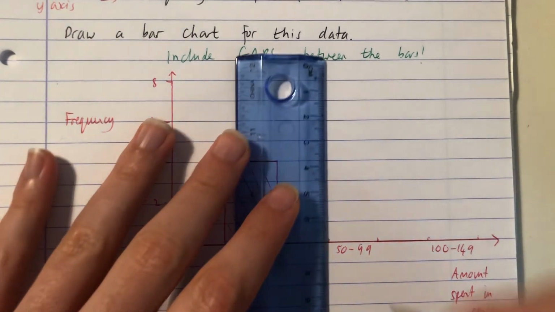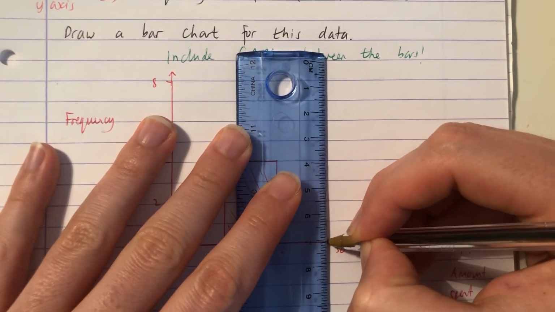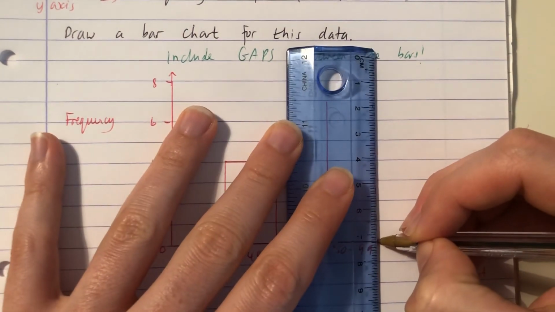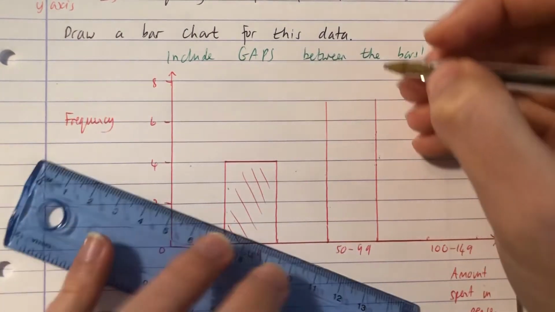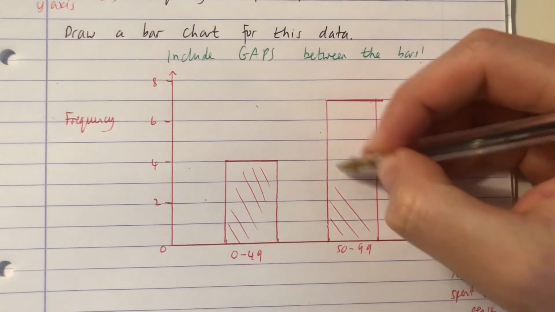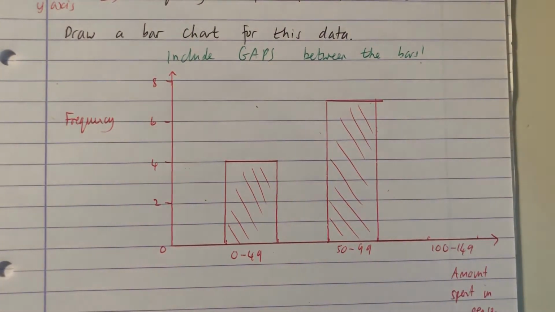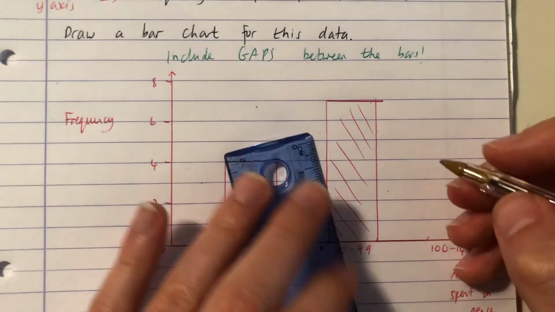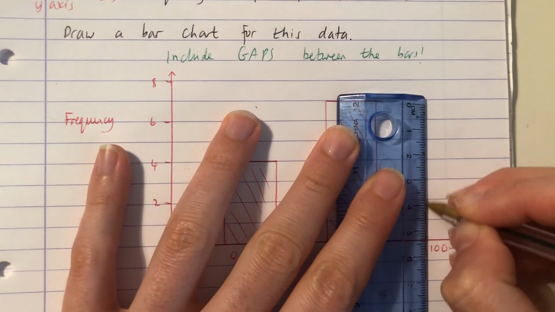Next bar needs to be 7 in height, so go up to 7. You might want to use a pencil for this just in case you make any mistakes. You don't have to start again. It's all about drawing neat diagrams that look visually appealing. And then the last one needs to go up to 3.